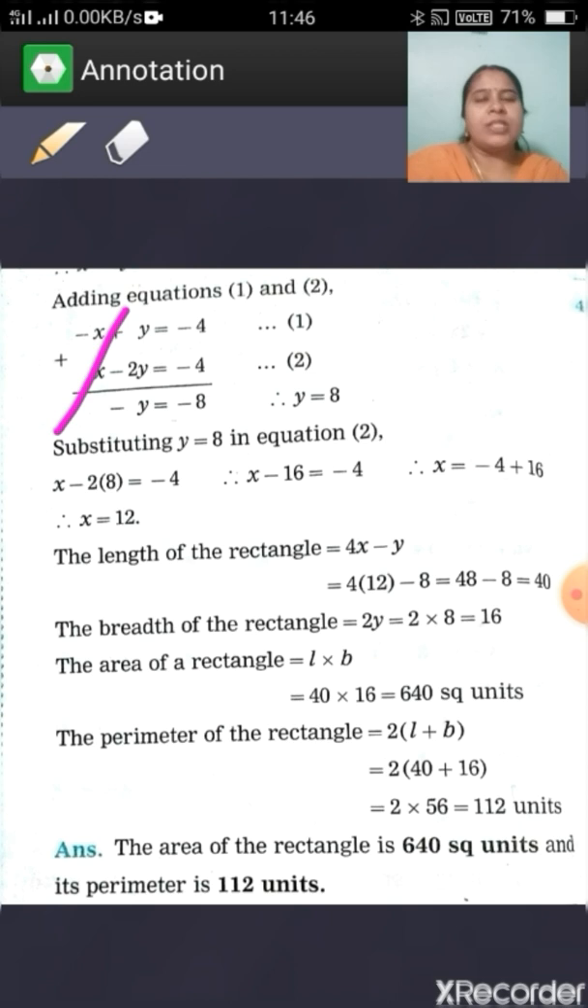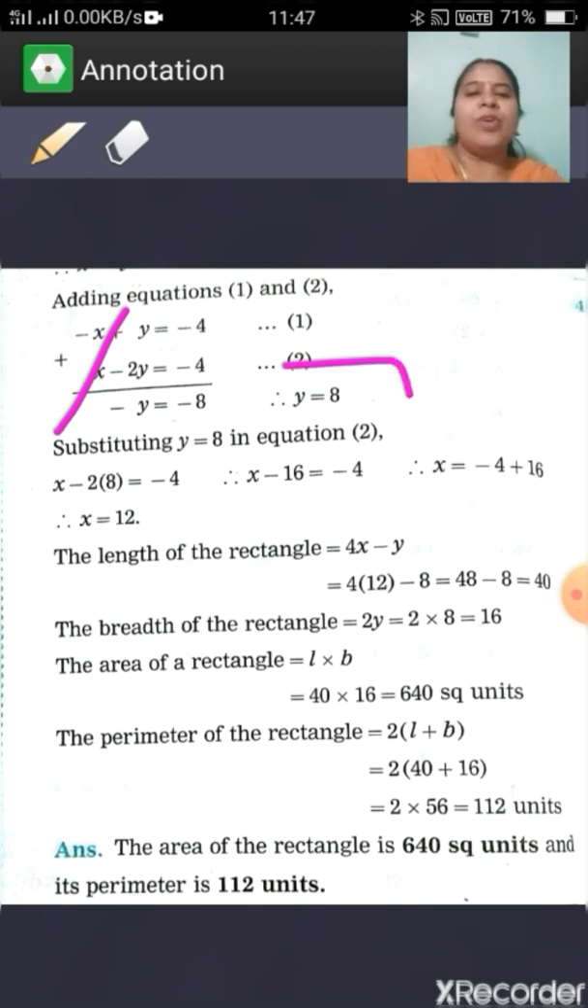Since 2 is a greater number with a minus sign, 2 minus 1 is 1, that is minus y is equal to minus 4. When two negative numbers are added, it is always a negative sign to the final answer, and you have to add those two numbers. So 4 and 4 is 8, and the common sign is minus. Minus y is equal to minus 8. Next step, both the minus signs from both sides will get eliminated and y will be equal to 8.